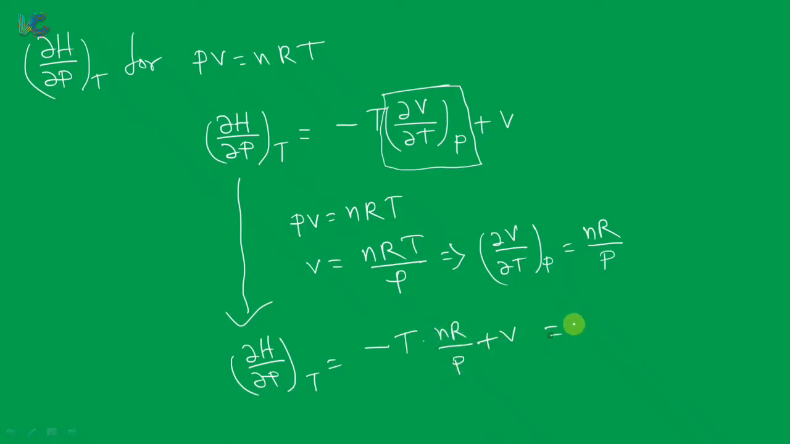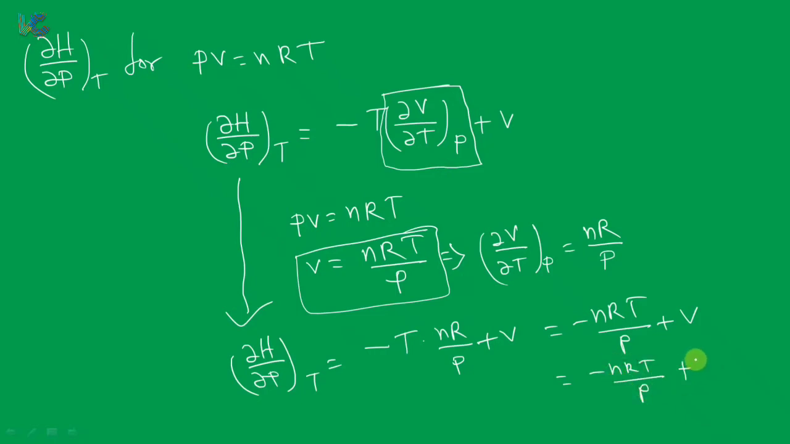That means what you are getting is minus nRT by P plus V. Now from here what you can observe is that V is equal to nRT by P. So this is minus nRT by P, and instead of V, if you put nRT by P, what you will get is equal to 0. That means del H del P at constant T for the ideal gas equation PV is equal to nRT will be equal to 0.